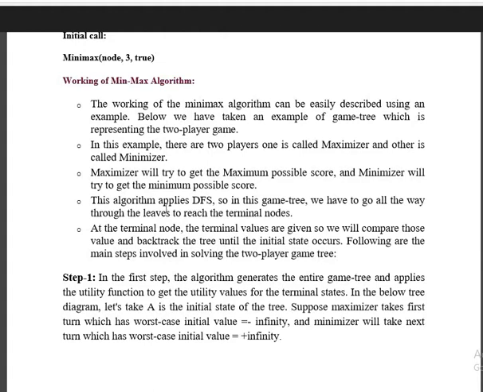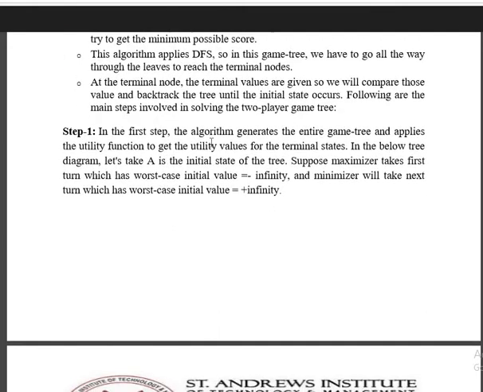For the above two-player game tree we have constructed below, step number 1 is the first step. The algorithm generates the entire game tree, and we start from the root level. We will be proceeding to the terminal state. Below, we will give an example of a game tree.